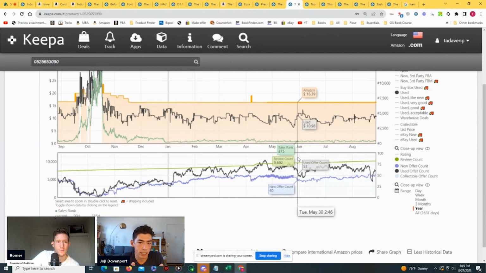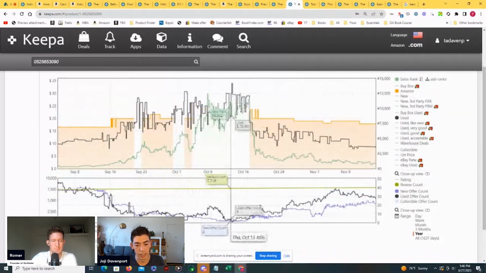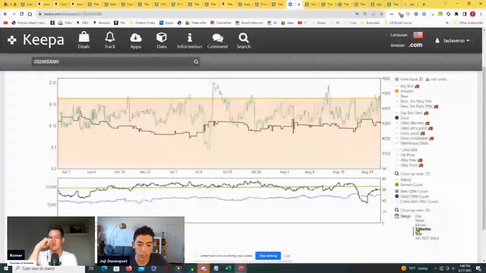But again, the context matters: just because Amazon's selling a book in new condition absolutely does not mean you can't sell it. And look what happens when Amazon goes out of stock. I know, it's crazy, right? Look at this. Look at the used offers. At one point they go down to almost one. Literally no one's selling this book, which is actually pretty crazy.